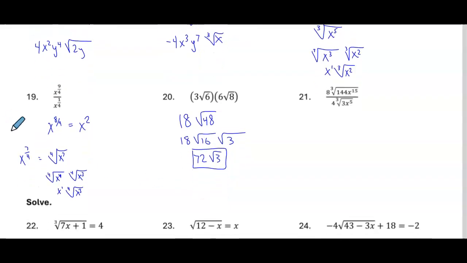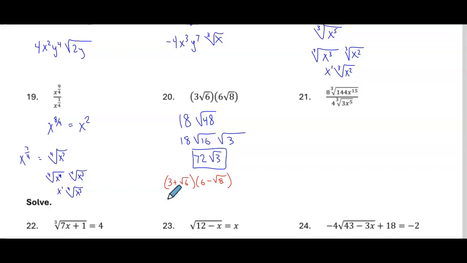All right, let me change this a little bit. Let's say I had 3 plus root 6. I'm just going to do a slightly different problem. 3 plus root 6 and 6 plus root 8. Let's do 6 minus just to mix it up. 6 minus root 8. Now it's a FOIL situation.